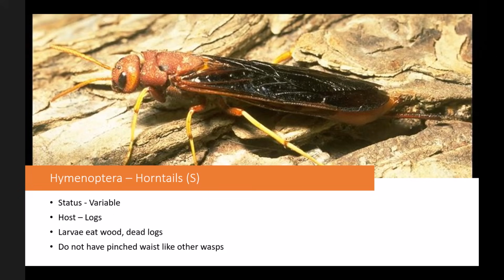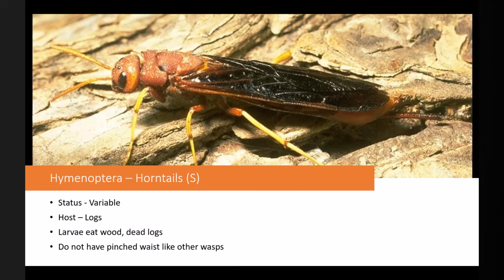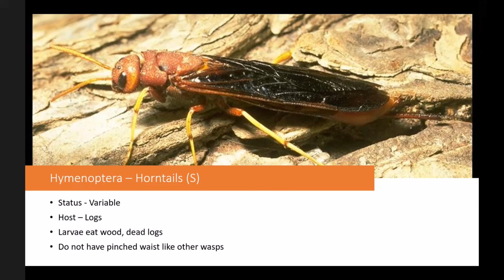Horntails are variable insects. They can be pests in some situations and in other times they are not. They're a very interesting Hymenoptera because all the other Hymenopterans have a pinched waist. You can identify them because they have a skinny waist. Horntails do not. The host for these are logs. The larvae are known to eat wood, but also sometimes dead logs. So they can either eat live wood and kind of cause damage to trees, or they can be helping reduce the trash, that is, wood and log.